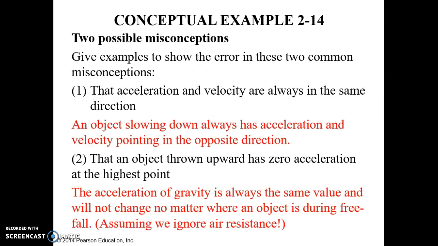For number 1, an object slowing down always has acceleration and velocity pointing in the opposite direction. And then for number 2, the acceleration of gravity is always the same value and will not change no matter where the object is during free fall. And that is, of course, if we're ignoring air resistance.